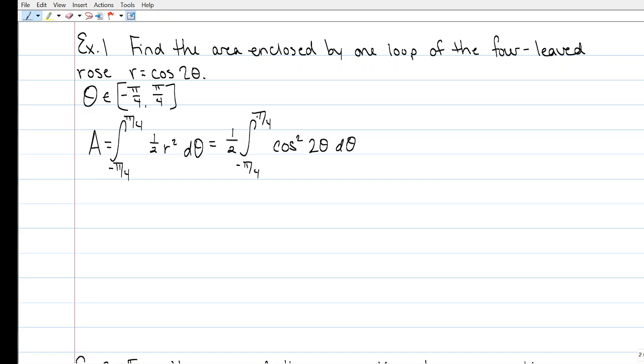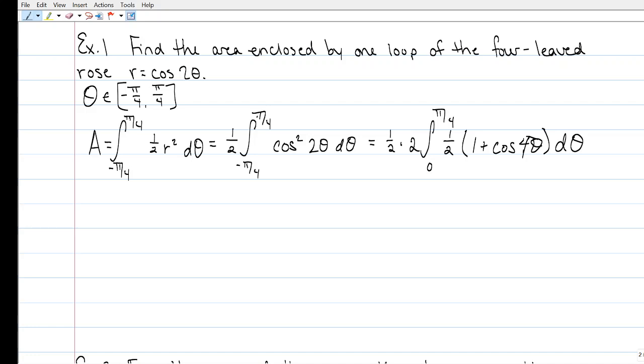Now conveniently, cosine squared of 2 theta is an even function. So the integral from minus a to positive a is equal to 2 times the integral from 0 to a. So I will take 1/2 times 2 times the integral from 0 to pi over 4. Now to integrate cosine squared 2 theta, I need to use power reducing. So I'll get 1/2 the quantity 1 plus cosine 4 theta d theta.